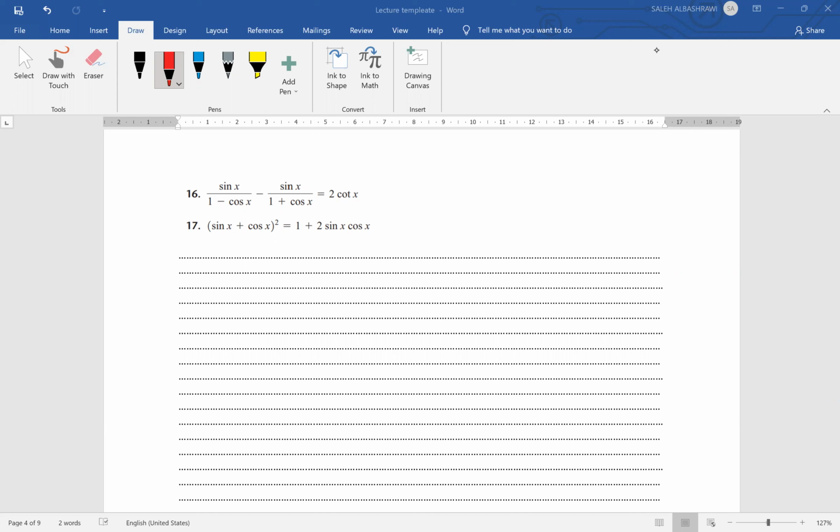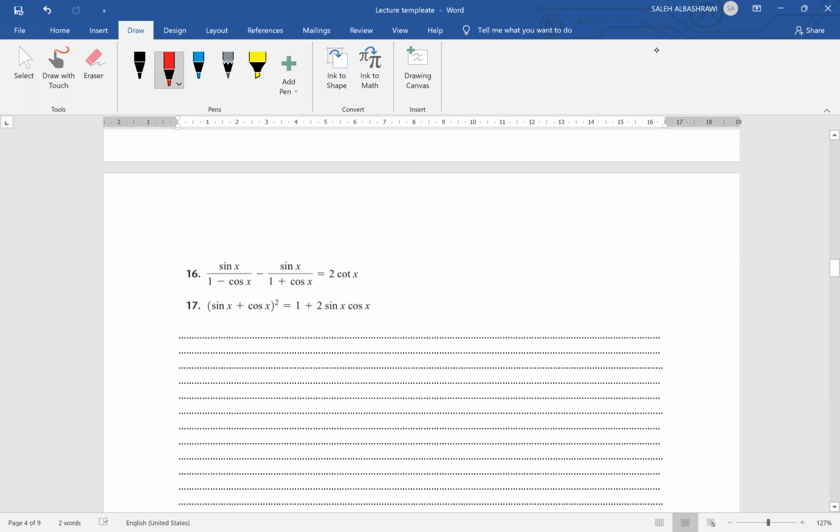Example number 16. We have sine x divided by 1 minus cosine x, minus sine x over 1 plus cosine x, equal to 2 cotangent x. So the more complicated one is the left-hand side. So I will choose the left-hand side and I will try to simplify it.